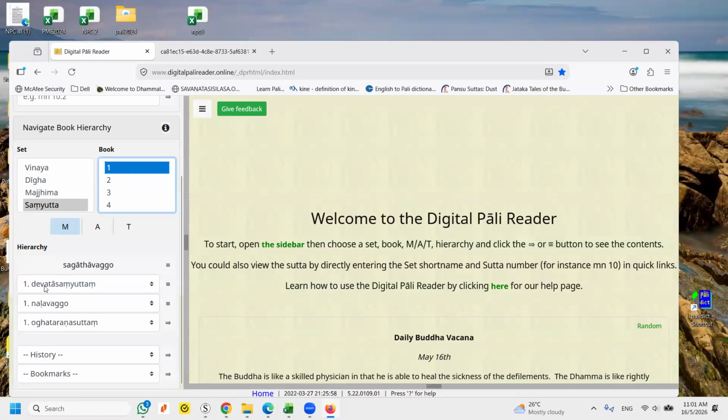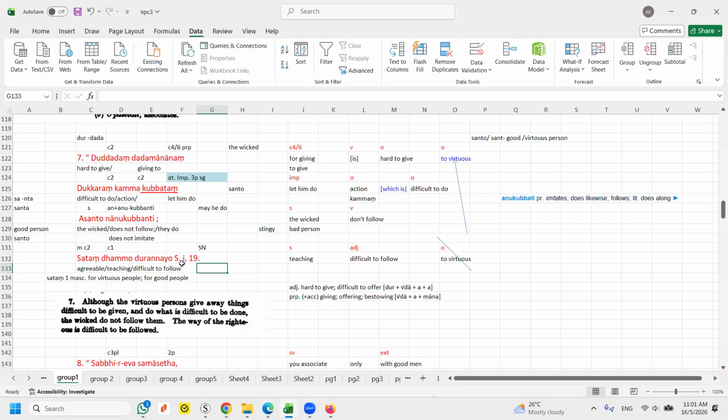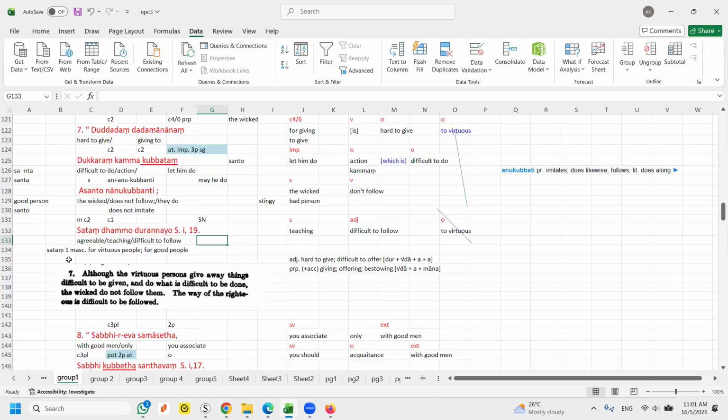So all the 1 here, you have this Devata Samyutta, this Nala Vagga, and then Oghatarana. Oga means crossing of the flood. So if you click on here, technically it falls under here. SN 1.19. So this is the part. But anyway, when you do a translation, you should not be too worried about what you get here. The main point is to come out with this formula, and then the one is here.